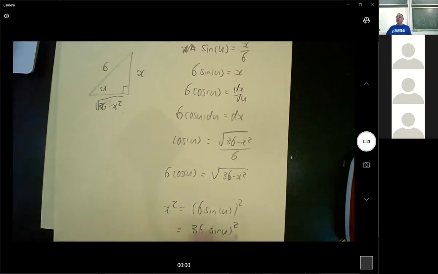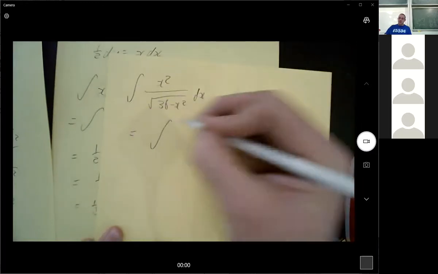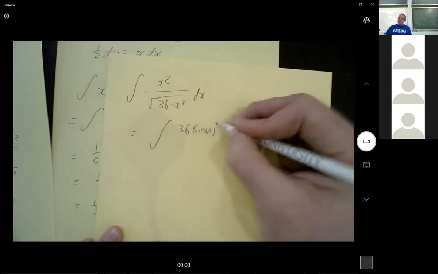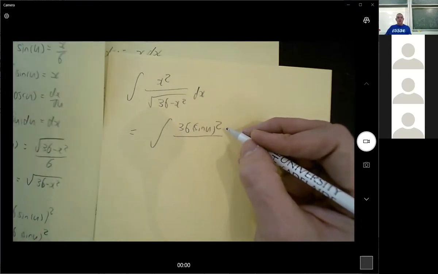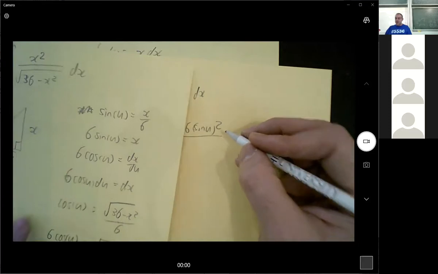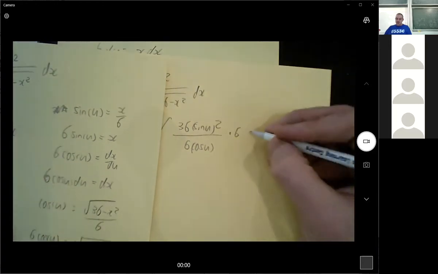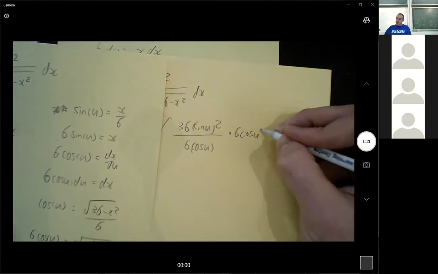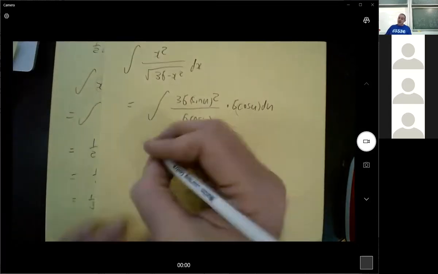So you'll find when you do trig substitution, there'll be a lot of calculations before you even do the substitution. The x squared was 36 sine u squared. The root of 36 minus x squared... oh, yay, it is going to work. Yay, I'm so happy. This becomes, where was it? 6 cos u. And the dx became 6 cos u du. So each piece is replaced with the things that you've already written down. And now I get this integral.